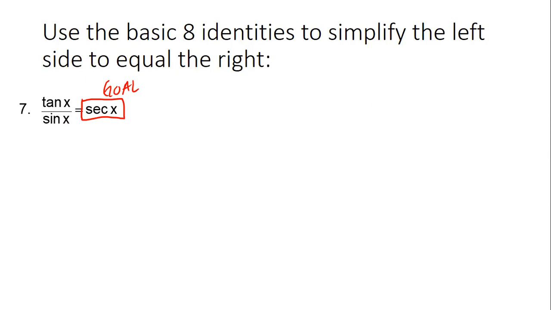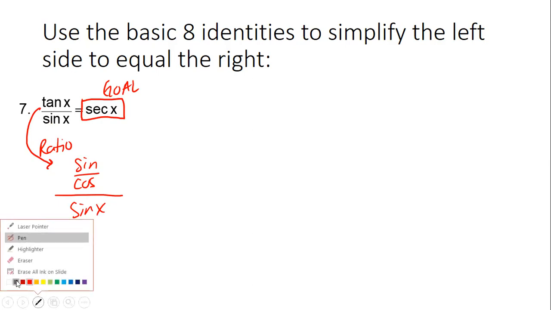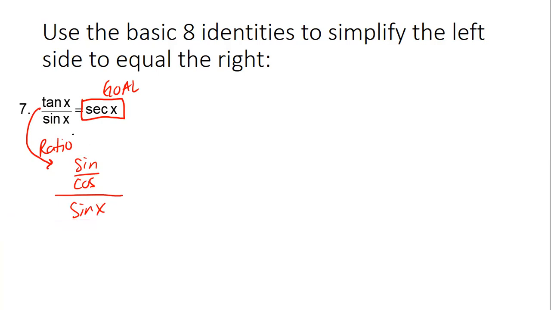Okay, can I turn everything into sine and cosine? The answer is yes. I can take tan by using the ratio rule, and it's going to become sine over cosine divided by the sine x. So that's the first thing I did. So first I use ratio to turn it to sine over cosine.